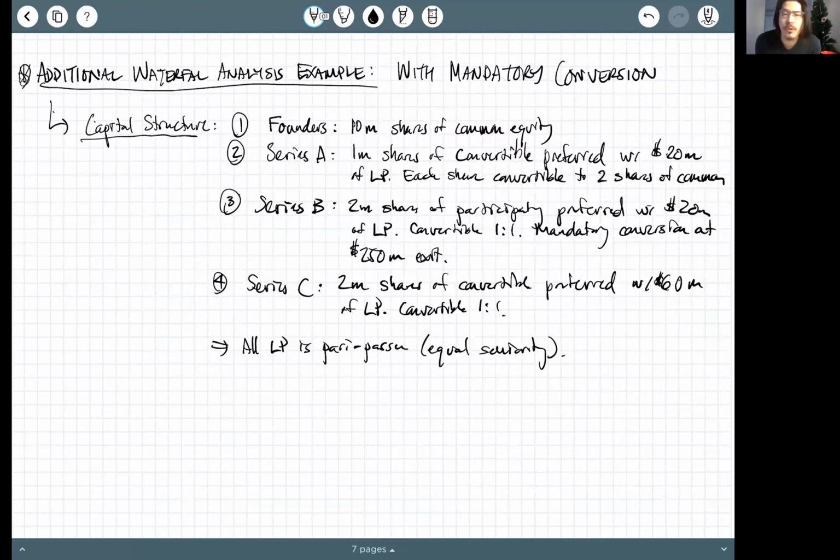And the thing that's going to be important at a big picture level to understand with mandatory conversion is that when it binds, so when a stakeholder would rather not convert, but they are being forced to convert, by virtue of that preference, it means that when they're forced to convert, they lose money, their payoff goes down. And so what that's going to do, relative to the examples that we saw last lecture, is introduce discontinuities in the payoff diagram.